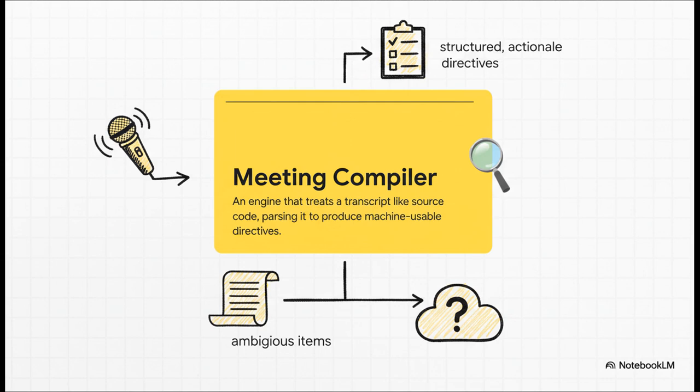It's a meeting compiler. It takes the source code from that meeting transcript, and it doesn't just give you a summary. It parses it to produce two very specific things. One, a list of structured, actionable directives, and two, a list of everything that was too ambiguous to act on.